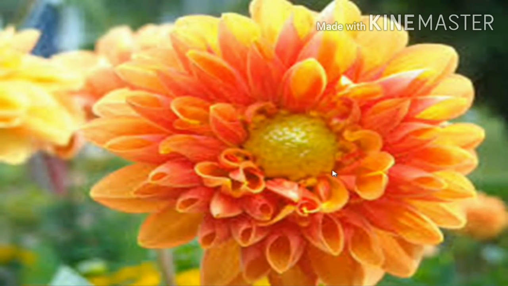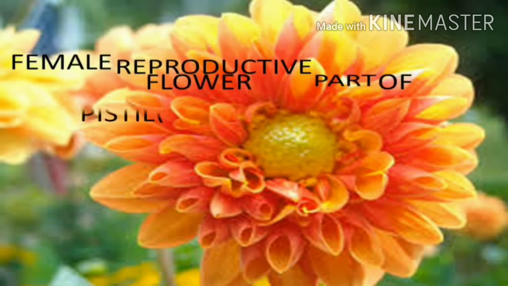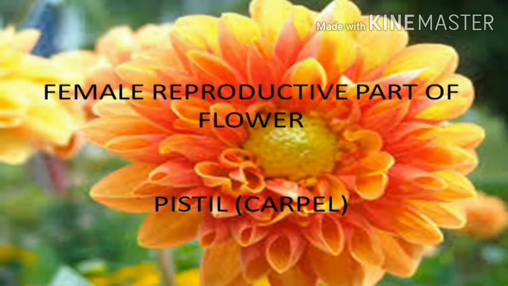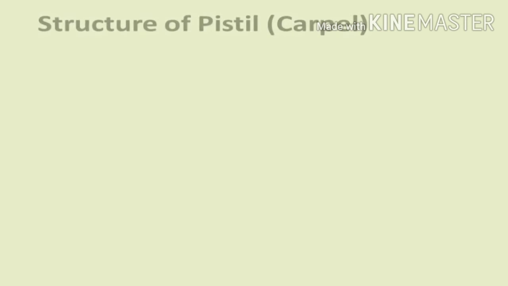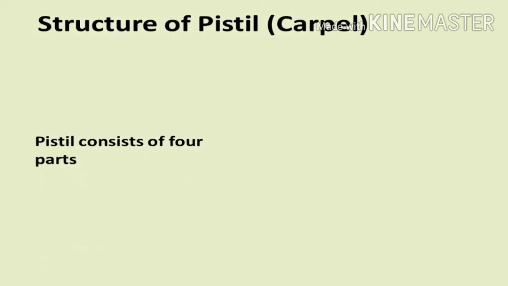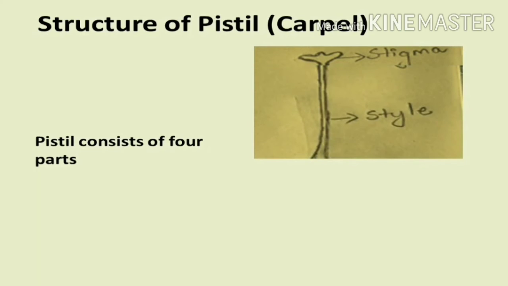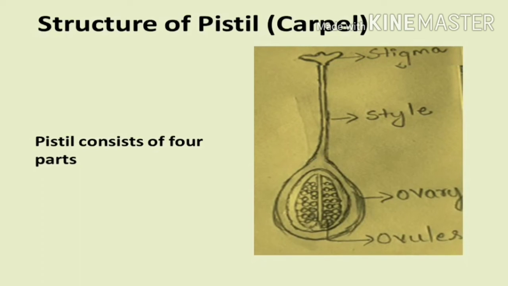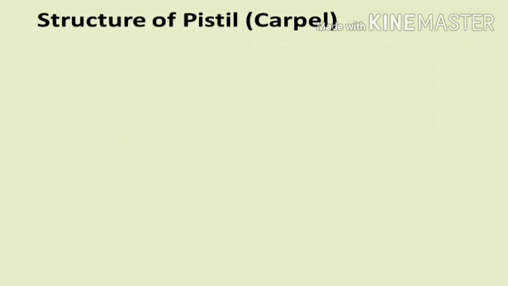The next reproductive part of a flower is the female reproductive part called pistil or carpel. Let's see the structure of a pistil or carpel. Pistil consists of 4 parts: stigma, style, ovary and ovules. Let's know about each part in detail.